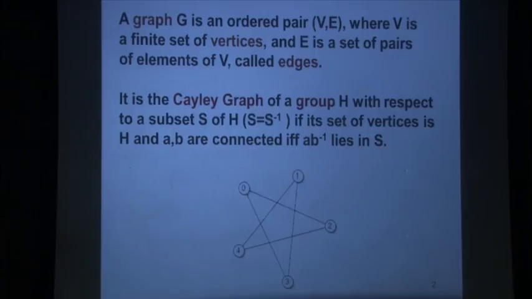And here you see an example. Here the group is the cyclic group with 5 elements, written additively here. The generating set S consists of plus and minus 2. So two elements are adjacent if and only if the difference between them is 2 or minus 2. So this is the Cayley graph.